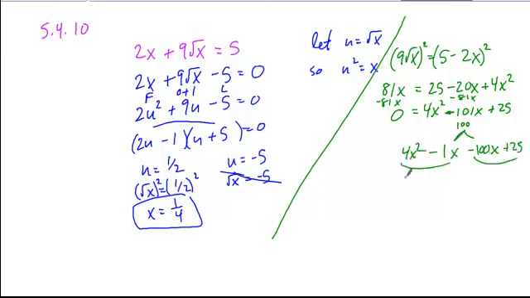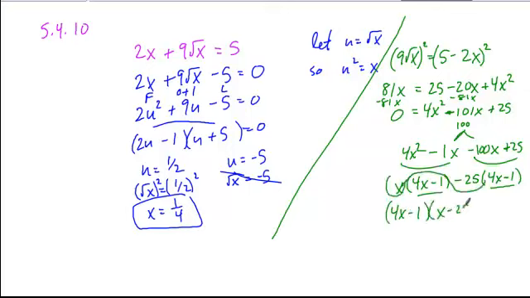factor by grouping. I can remove a common factor of x from my first pair of terms, leaving 4x minus 1. From my second pair of terms, I can remove a common factor of -25, leaving 4x minus 1. And my common binomial factor of 4x minus 1 can be removed, leaving factors x and minus 25 as the terms of my other binomial factor. Now I can set each of these factors equal to 0. I get x is equal to the opposite of my constant divided by my leading coefficient, so x is 1/4. And here x is equal to 25.